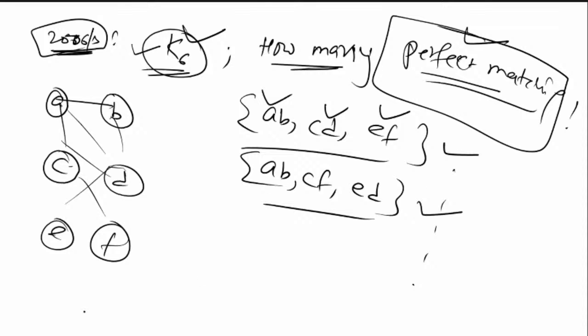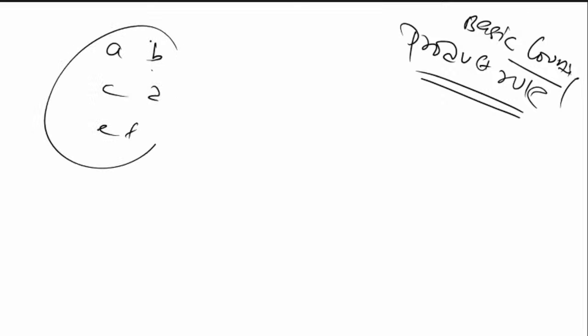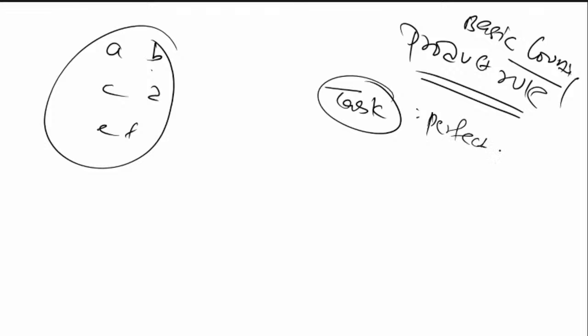Very easily you can solve it. Let's solve it by the product rule of combinatorics. In combinatorics we have a product rule. This is a very basic counting principle that we have, and we will use it. So you have six vertices A, B, C, D, E, F, and what is your task? Your task is to create a perfect matching. That is the task.